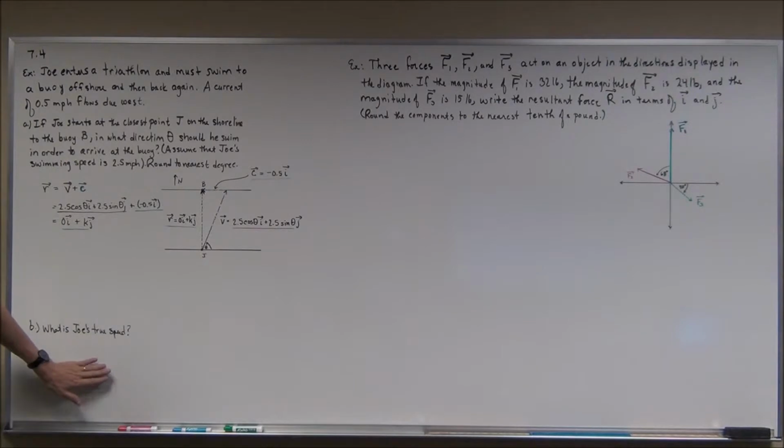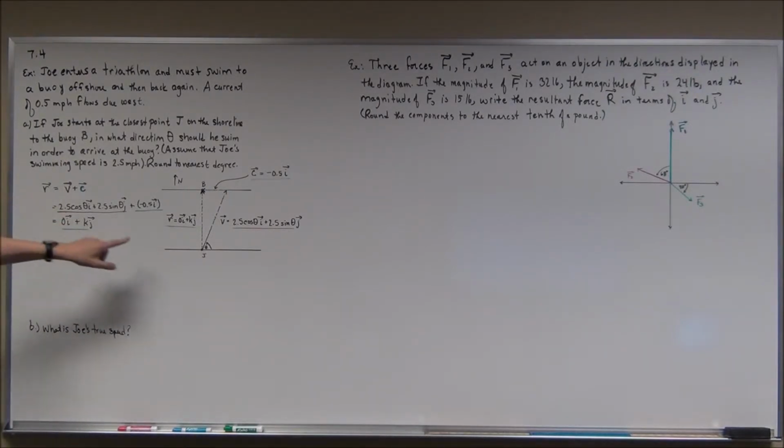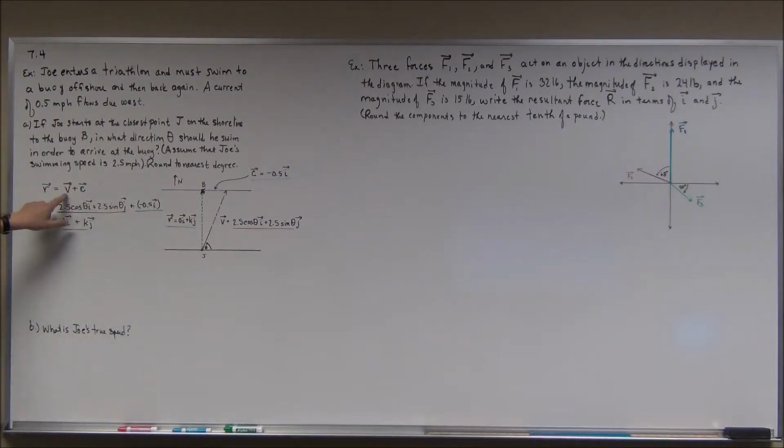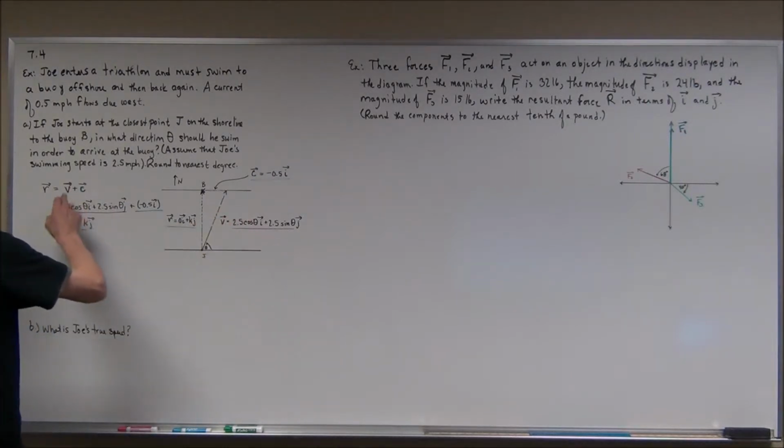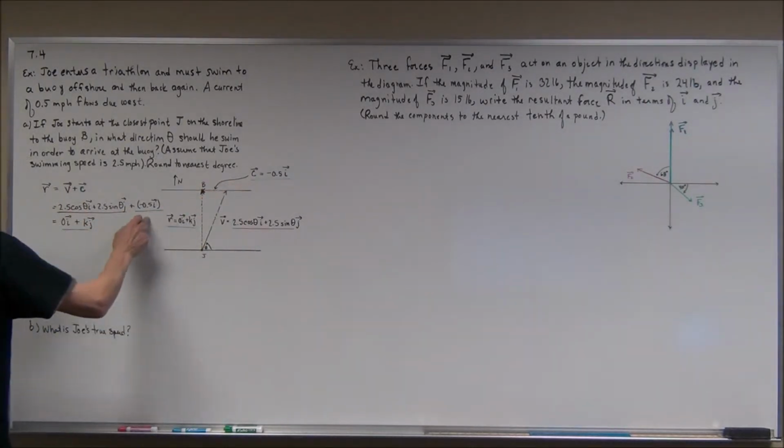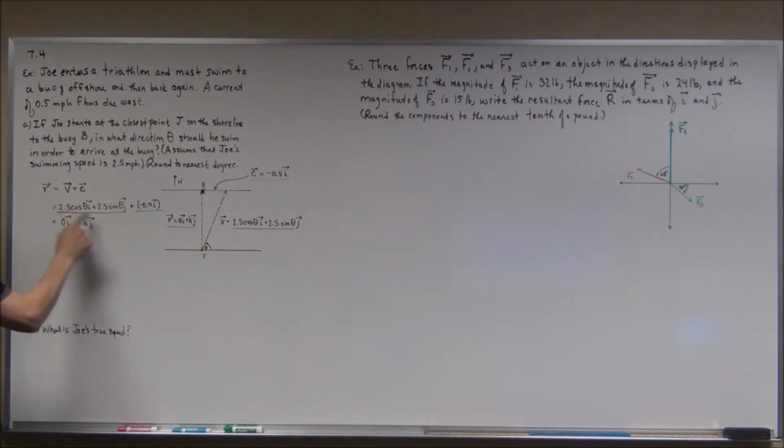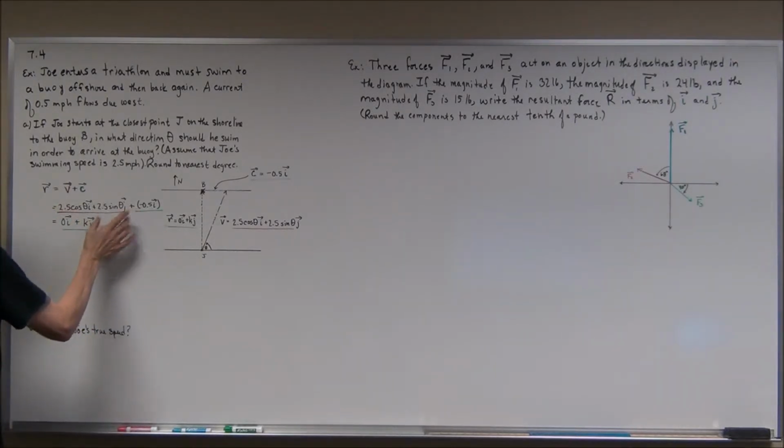So we'll have to find k down here, where we ask for the true speed. Now the resultant here, which is the one in green, is equal to Joe plus the current, vector V plus vector C. I've already got these marked off, and I went ahead and substituted them in. And this is going to equal vector R, which is this. So I've got this is equal to this.